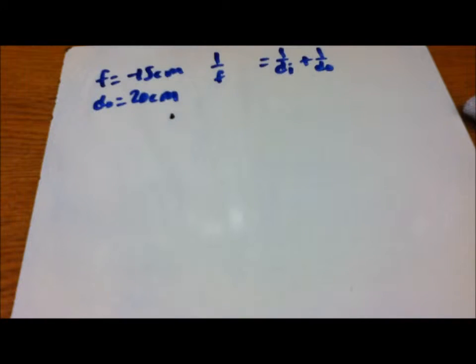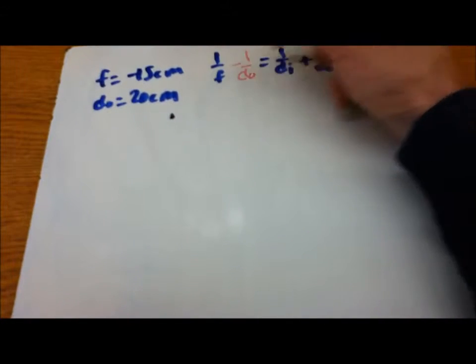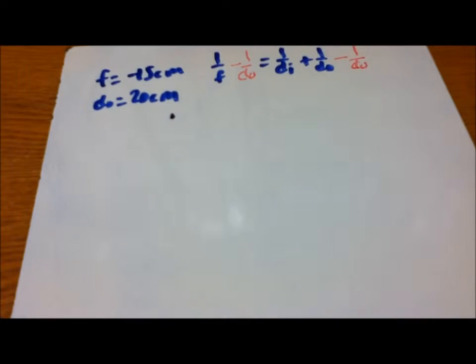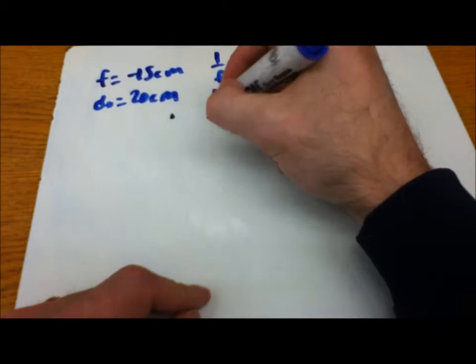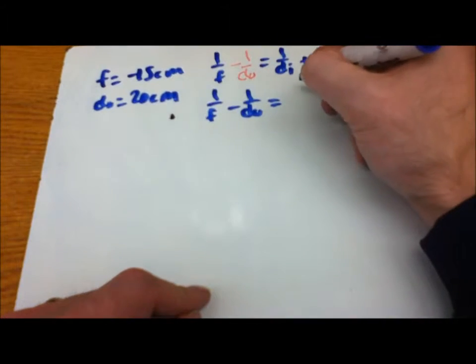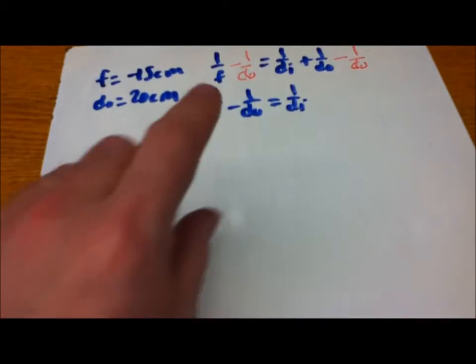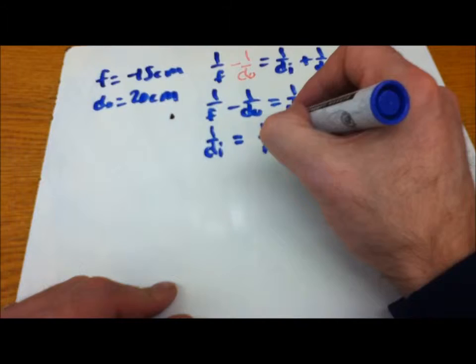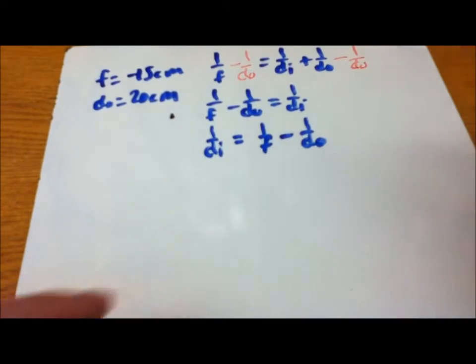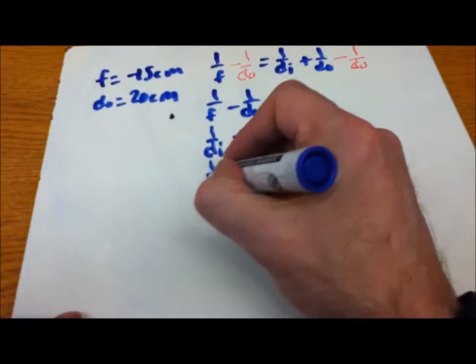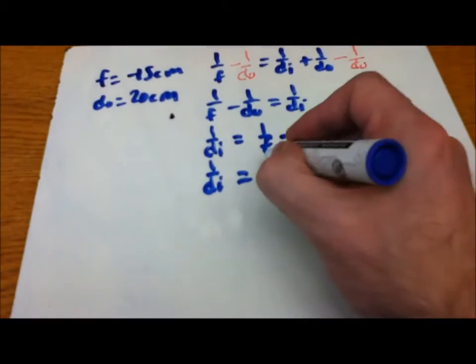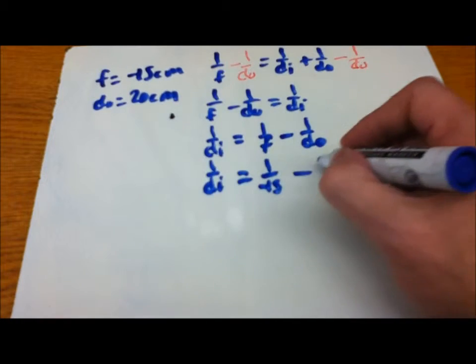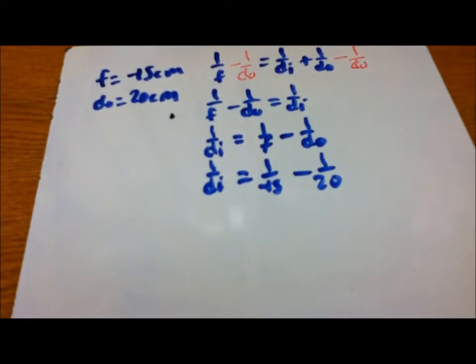We've got our lens equation written out here, so all we have to do is rearrange it to solve for 1 over di. So we subtract 1 over do from both sides, and then it becomes 1 over f subtract 1 over do equals 1 over di. We can flip that, of course, so we can rewrite it from right to left. 1 over f subtract 1 over do, and now let's substitute our values. So 1 over di will equal 1 over minus 15 subtract 1 over 20.